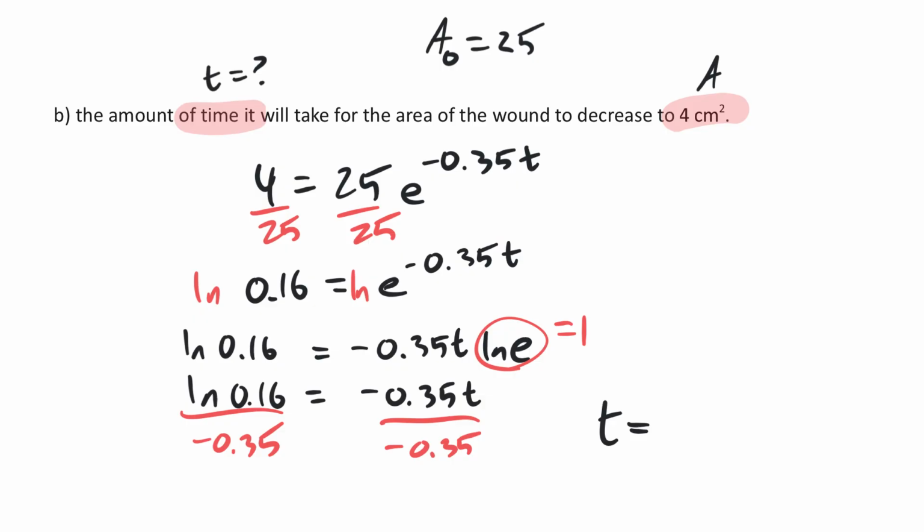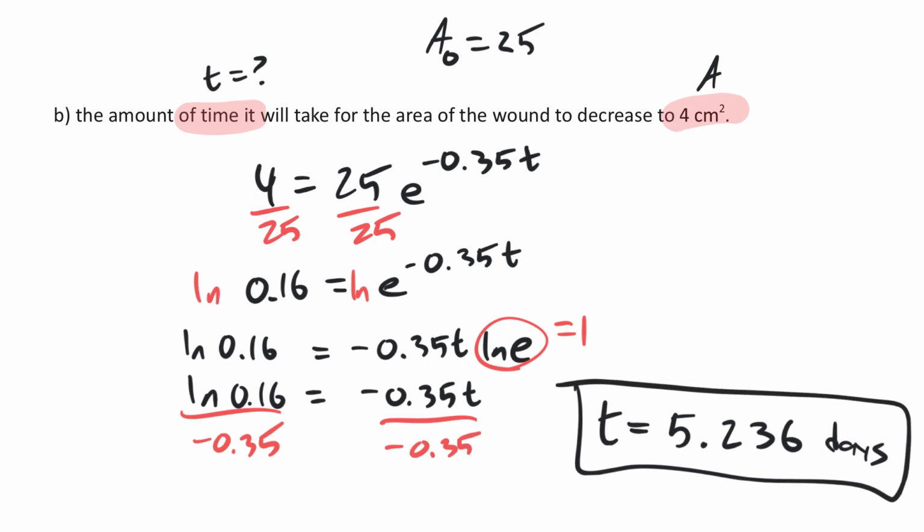ln 0.16 divided by negative 0.35, 5.2359. So let's make that a 6. And that'll be days, so we'll include the units, and we're good. Now, it doesn't say how long until it is decreased to at least this amount, or how many whole number days. So we can leave the days here as a decimal. We don't have to round it to a whole number.